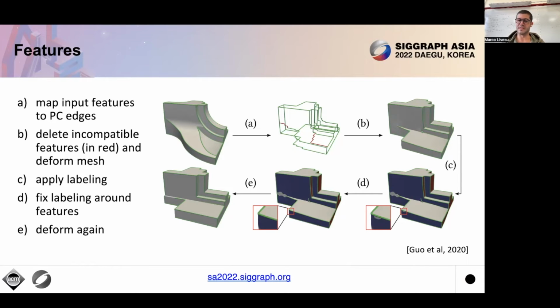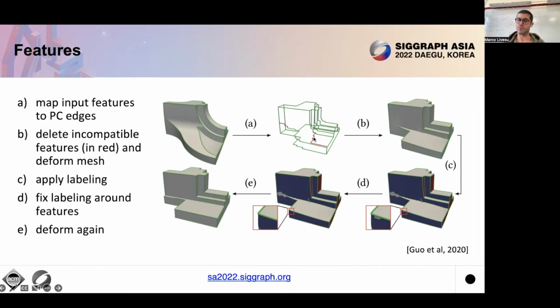The only exception to this rule is this paper from Gu et al. from 2020, in which they proposed this kind of feature-aware polycubization pipeline. And the pipeline works as follows. First of all, they start from the features, and they try to transform every single feature line, which is a curve in 3D space, into a polyline which is axis aligned in 3D space. And this is going to be the target position for the feature in the polycube.